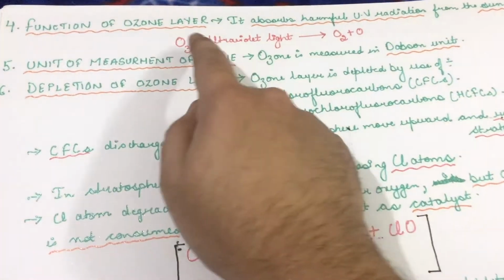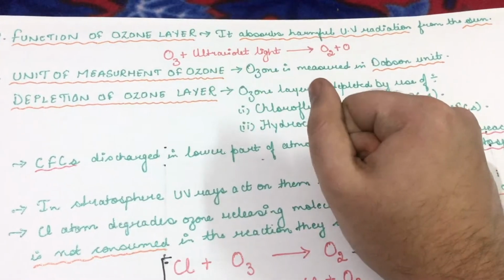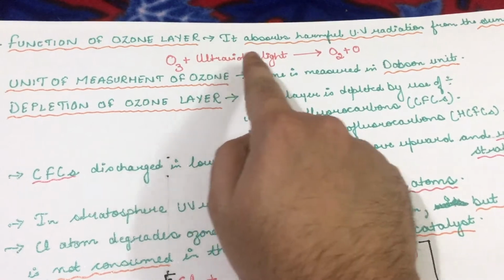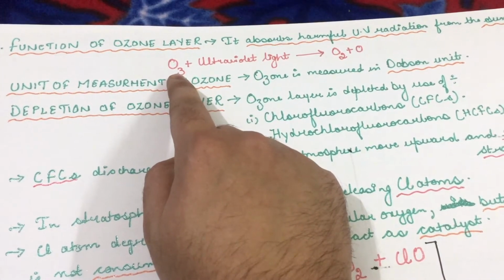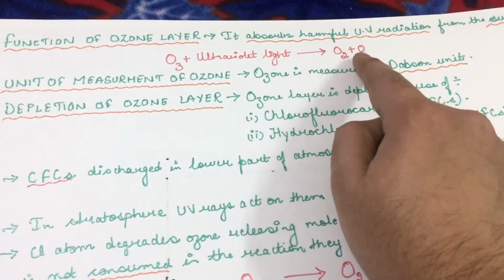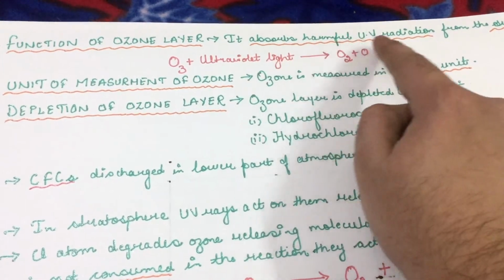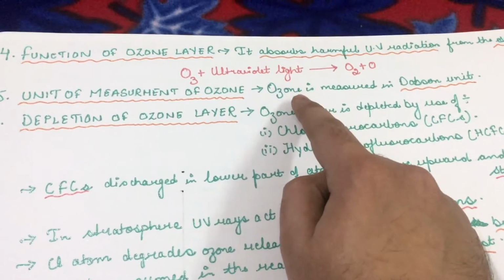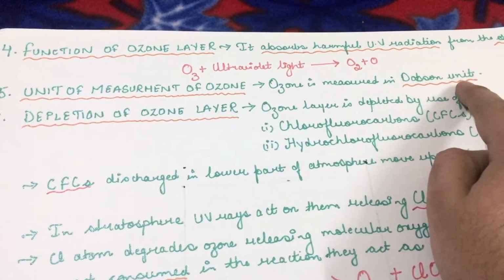Now let us look at the function of the ozone layer. The ozone layer absorbs the harmful UV radiation from the sun. When ultraviolet radiation falls on ozone, O3, it is changed into molecular oxygen and nascent oxygen. In this way, it absorbs harmful UV radiation from the sun. Now, how is the ozone layer measured? The ozone layer is measured in Dobson units.